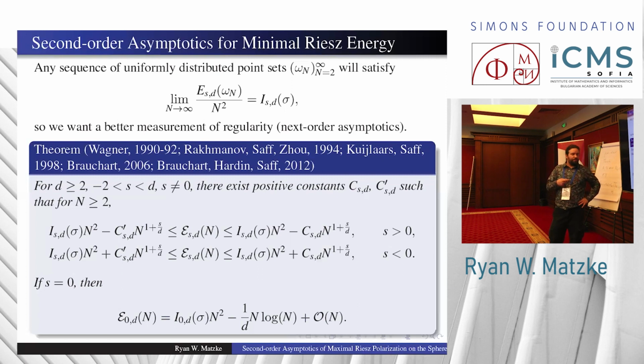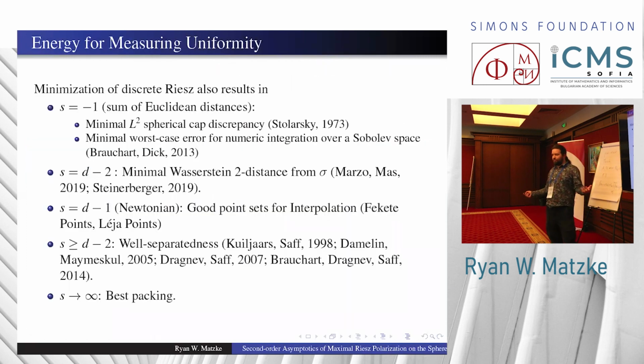Right, so the idea from this is, as I was saying before, if you have a sequence of point sets and their energy asymptotics behave somewhat along this range, right? The second order term has order n to the 1 plus s over d. It probably has some nice regularity properties, and in fact, in a number of cases, this is something that is very much known.